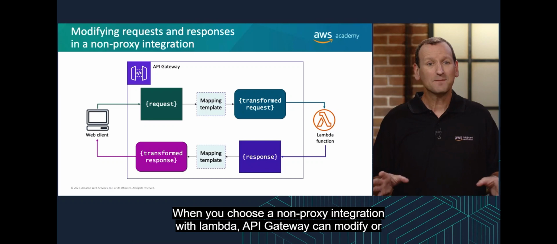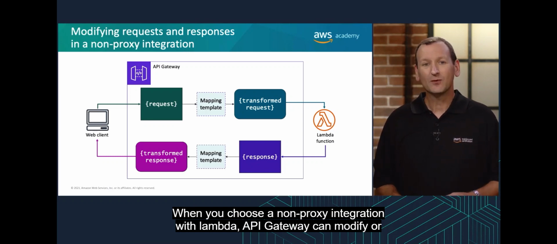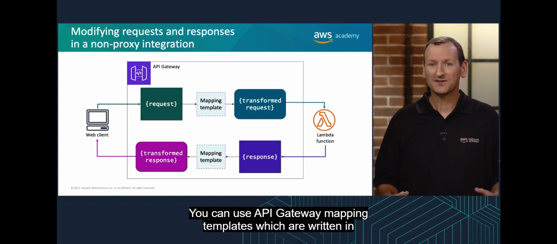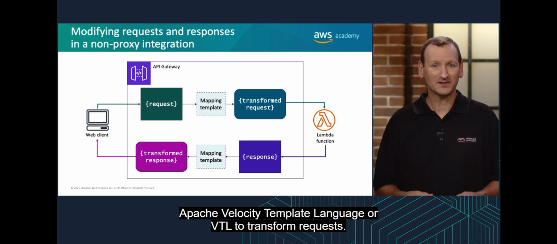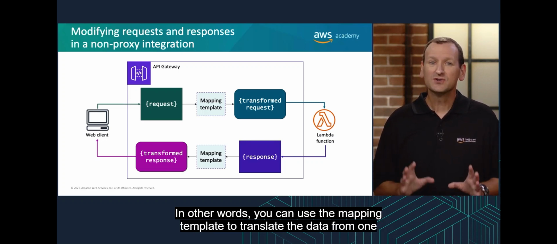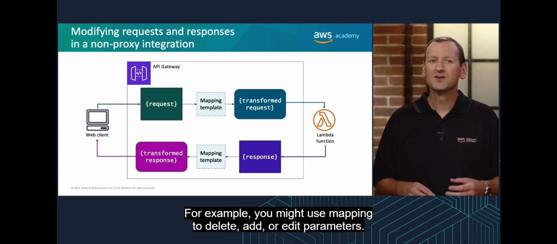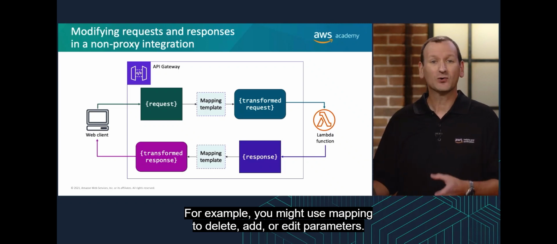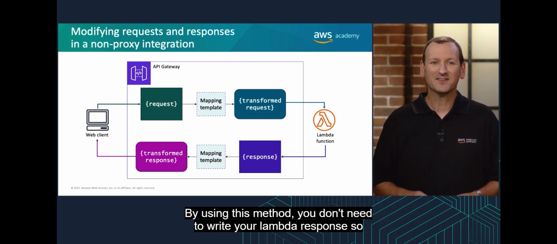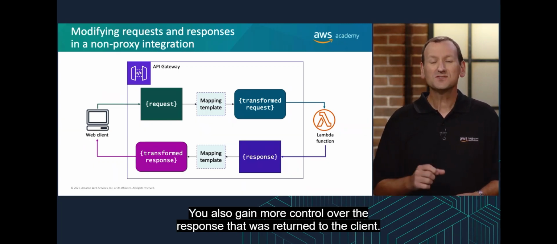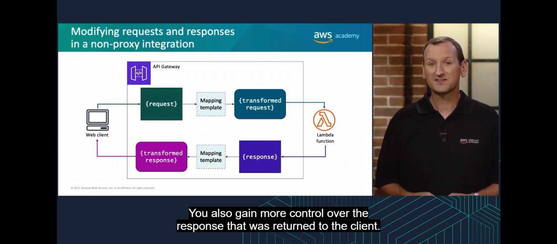When you choose a non-proxy integration with Lambda, API Gateway can modify or enrich the request or the response, rather than merely wrapping it. You can use API Gateway mapping templates, which are written in Apache Velocity Template Language, or VTL, to transform requests. In other words, you can use the mapping template to translate the data from one model to another. For example, you might use mapping to delete, add, or edit parameters. By using this method, you don't need to write your Lambda response so that a browser understands it. You also gain more control over the response that was returned to the client.